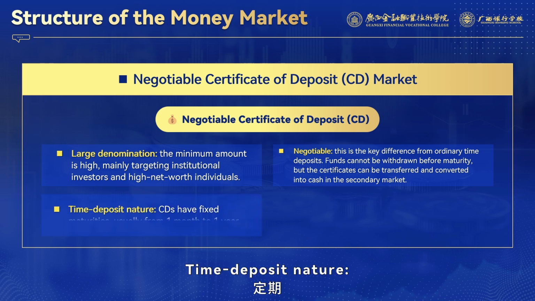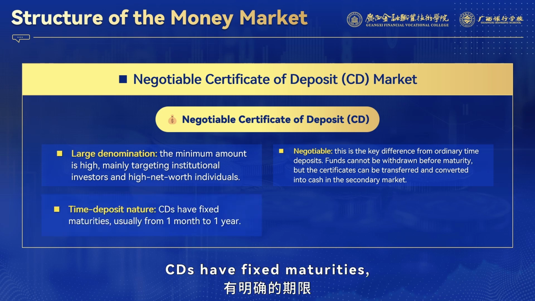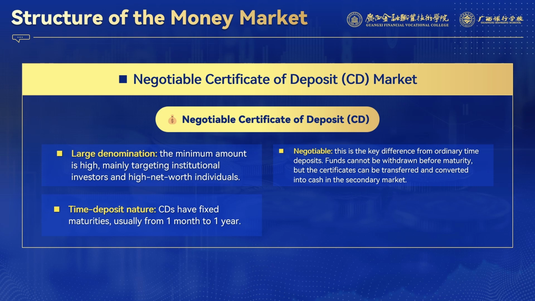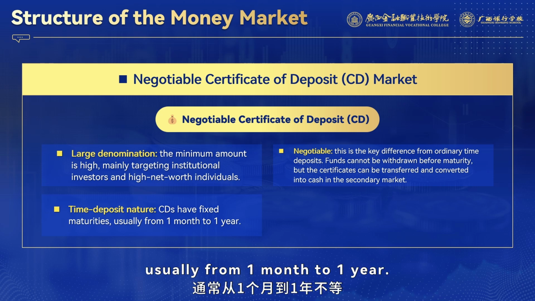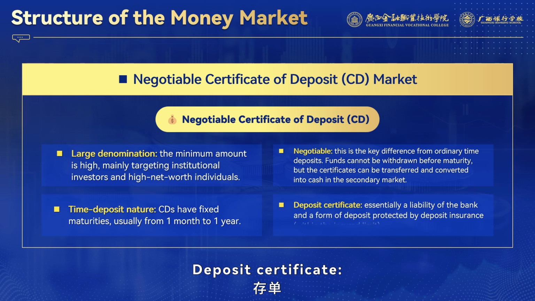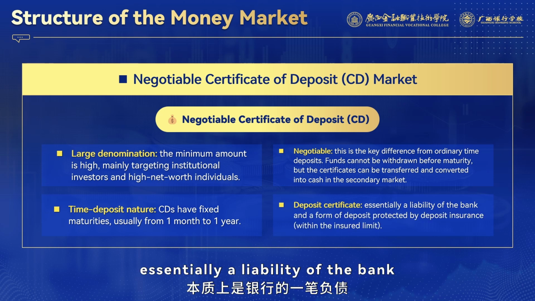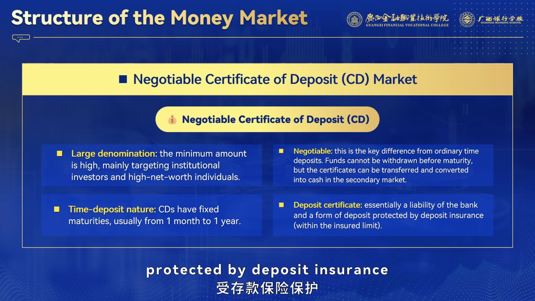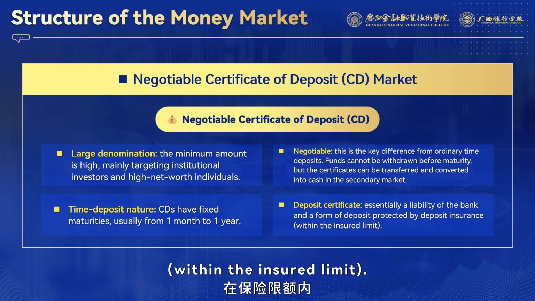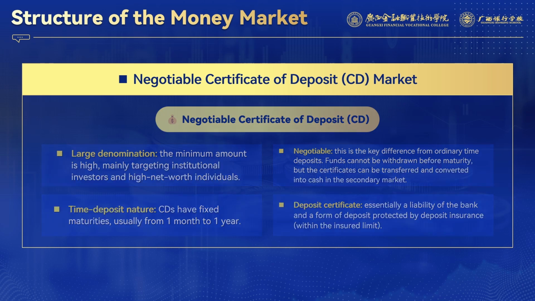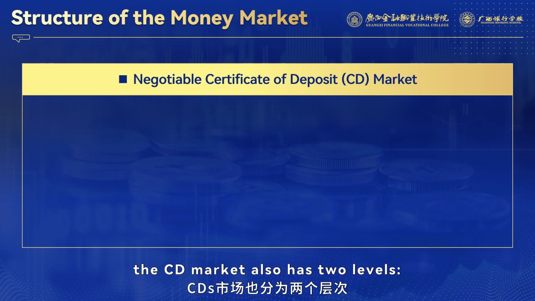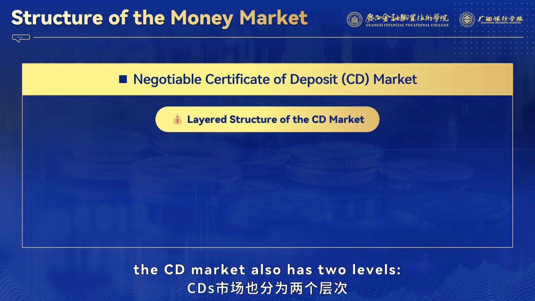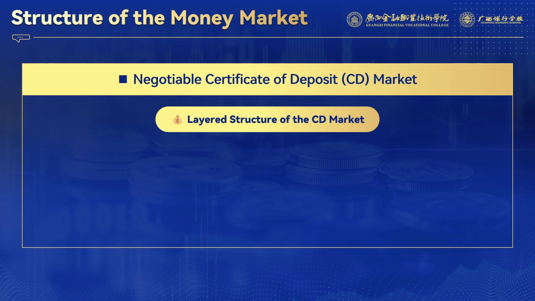Time deposit nature. Certificates of deposit have fixed maturities, usually from 1 month to 1 year. Deposit certificate. Essentially a liability of the bank and a form of deposit protected by deposit insurance, within the insured limit. Like the stock market, the certificate of deposit market also has 2 levels.